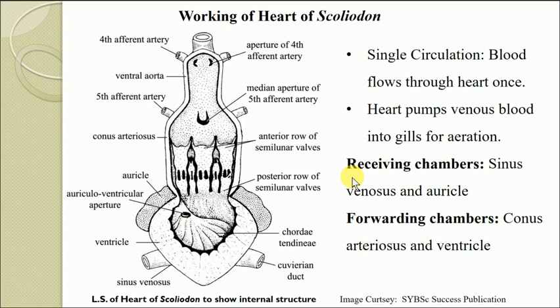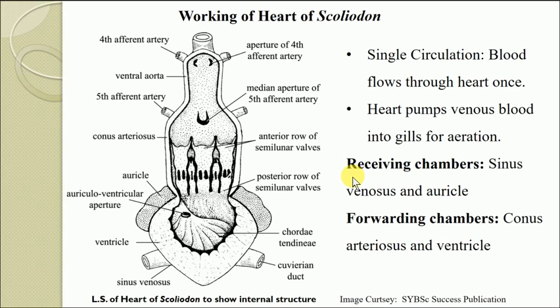Then how does it work? So let's see the working of the heart of Scoliodon. As already mentioned, the heart of Scoliodon is a venous type, since it receives only the venous, so called deoxygenated, blood from the various parts of the body via the two major veins, and that opens directly into the sinus venosus.